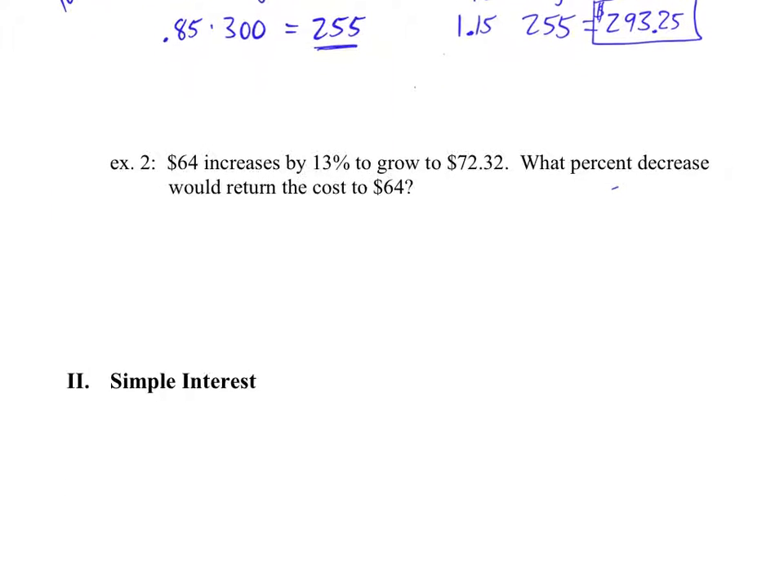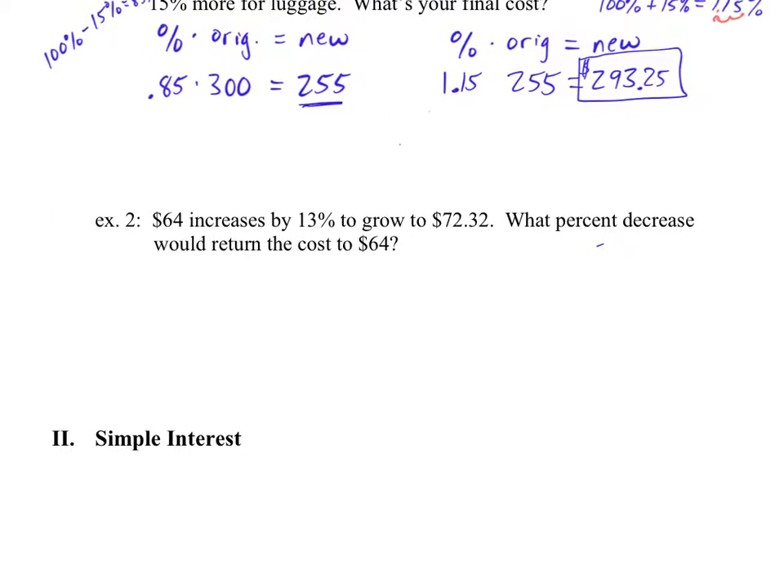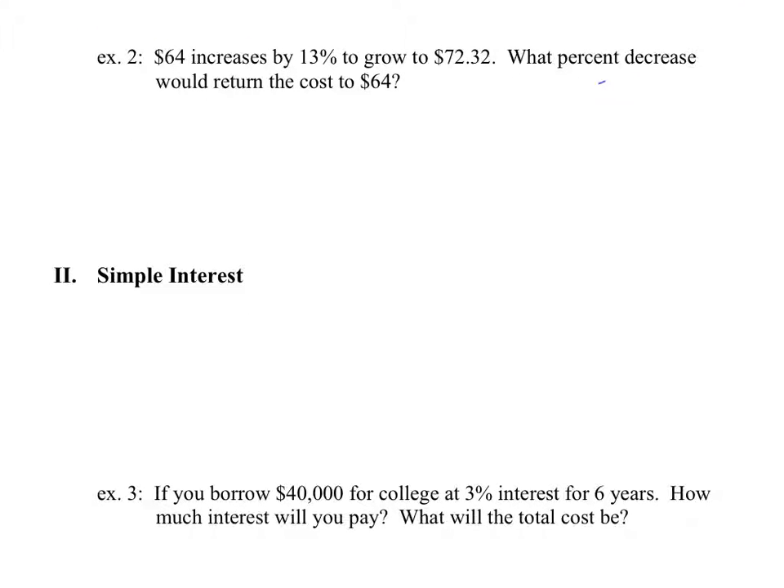All right, ready for example 2? Example 2 is going to be similar. We're just going to make one little change to it. I'm going to start out with my equation, percent times the original equals new. So $64 increases by 13% to grow to $72.32. I'm kind of doing part of the problem for you. So we know that we have this 64. It's going to go up 13%. In other words, they found 113% of it to turn into this. Good? Sometimes you'll actually have to do that first step in your problem.